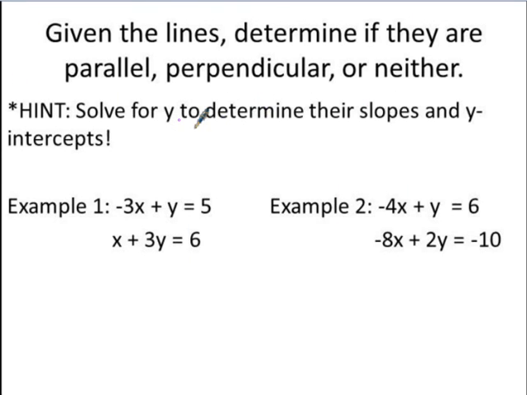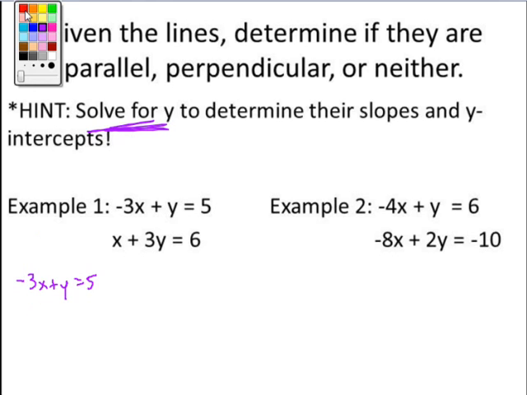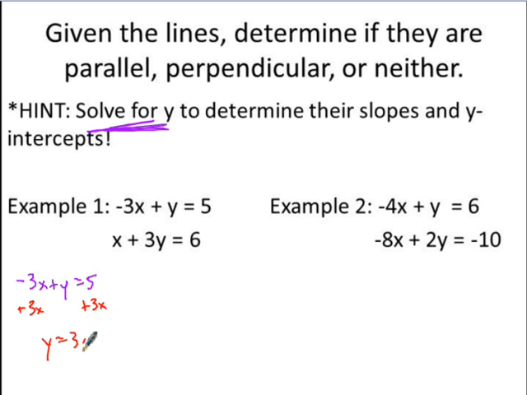Given the lines, determine if they are parallel, perpendicular, or neither. So the big hint here is that we have to solve for y first. We have two different lines. Let's take the first: 3x plus y equals 5. We have to get the y by itself. So if I subtract 3x from both sides, I end up with y equals negative 3x plus 5.